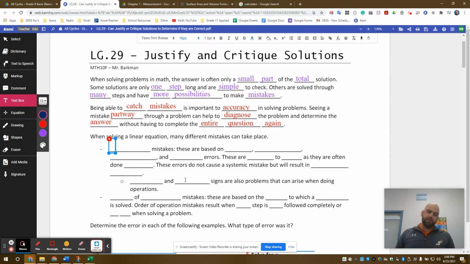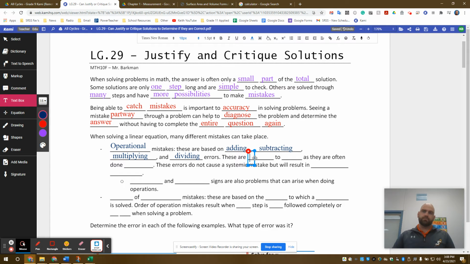When we're solving a linear equation, and we're going to look mostly at linear equations and other types of solutions here, there are many different mistakes that can take place. I'm going to focus on two general categories here. The first one is operational mistakes. These are based on adding, subtracting, I might be able to guess the next couple words here, multiplying, and dividing errors. So those are what we call operational mistakes.